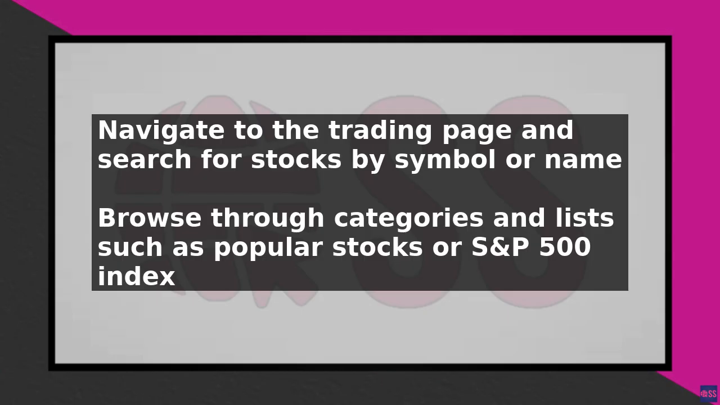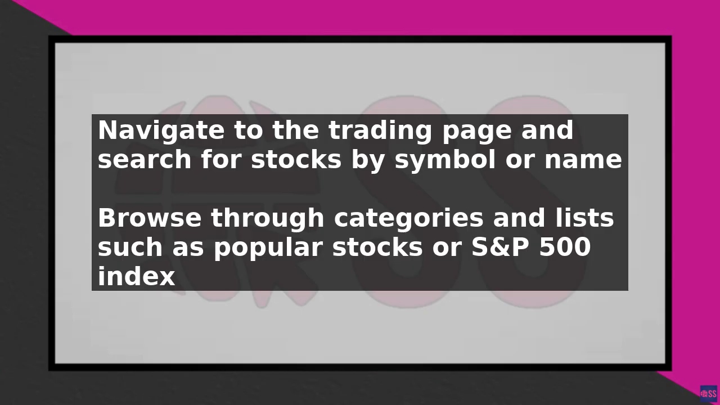To place an order, click on the Buy button and enter the number of shares you want to purchase. You can choose from different order types, such as market orders, limit orders, and stop-loss orders. A market order executes the trade at the current market price, while a limit order executes the trade at a specific price you set. A stop-loss order automatically sells your shares if the price falls below a certain level.